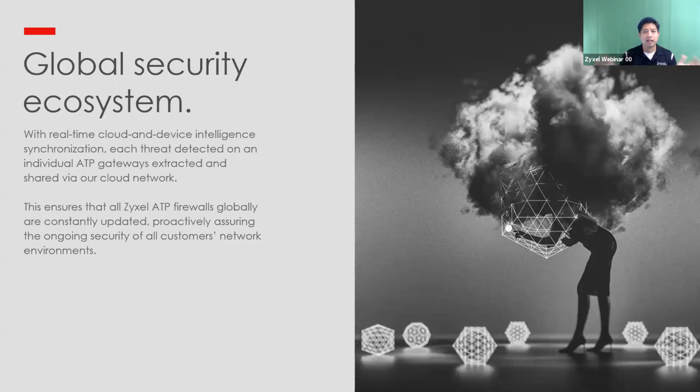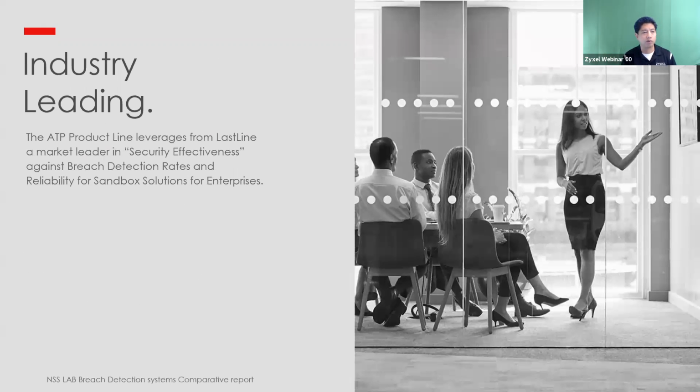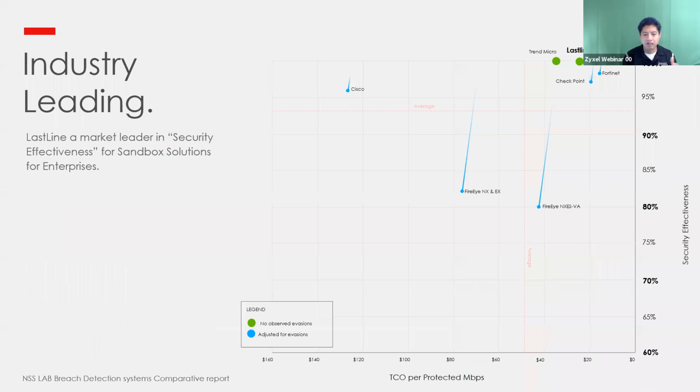So it will be, again, shared across the network. So it ensures that the global ATP firewalls are constantly being updated. And so we're proactively making sure that all those customer environments and all those networks are secured, right? So it's all about that sharing, and it's growing over time. And we're using Lastline, and they are the market leader in what they call security effectiveness through NSS Labs. So it's a reliable sandboxing solution for enterprise. So that enterprise solution is actually being used in this small business.